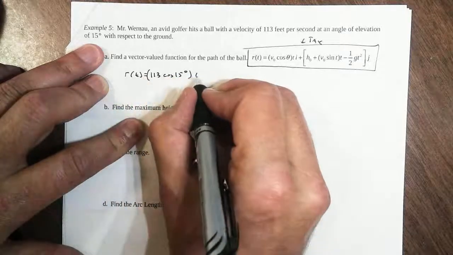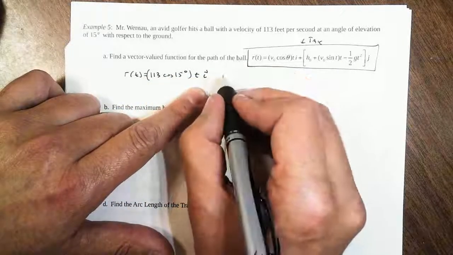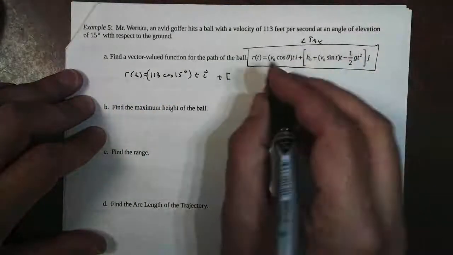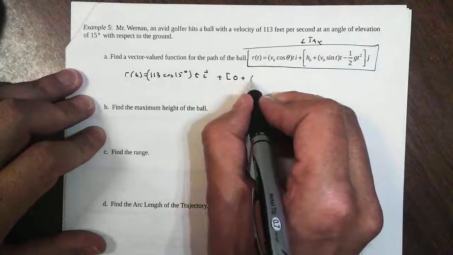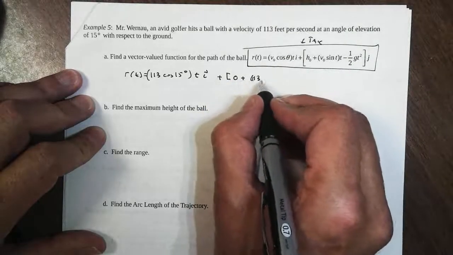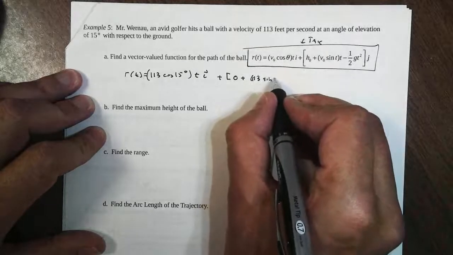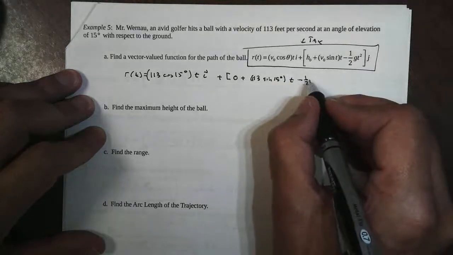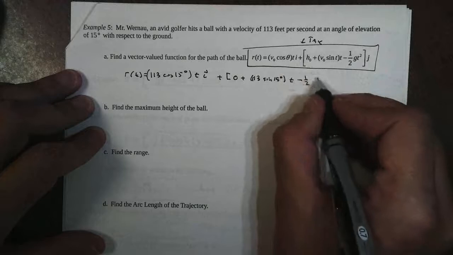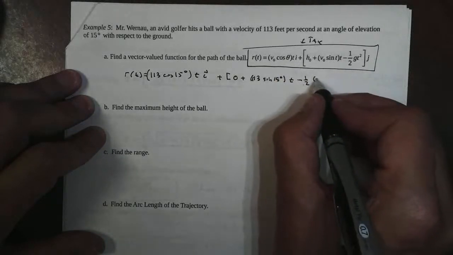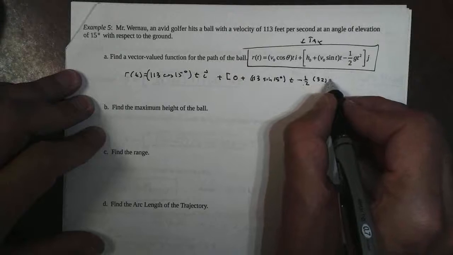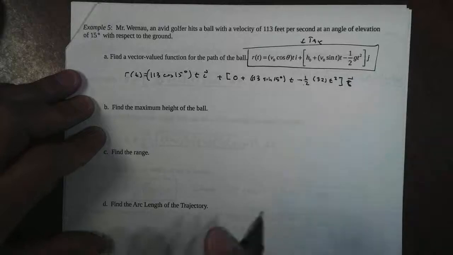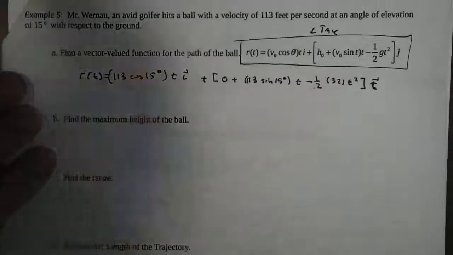t in the i direction, plus h naught. Well, I'm hitting the ball, my initial h is 0, plus v naught, so it's 113 sine of 15 degrees t minus 1/2. Gravity is 32, we're in feet per second, so it's 32 feet per second, so that's 32 t squared, in the j direction. Alright, so there's my equation right there.